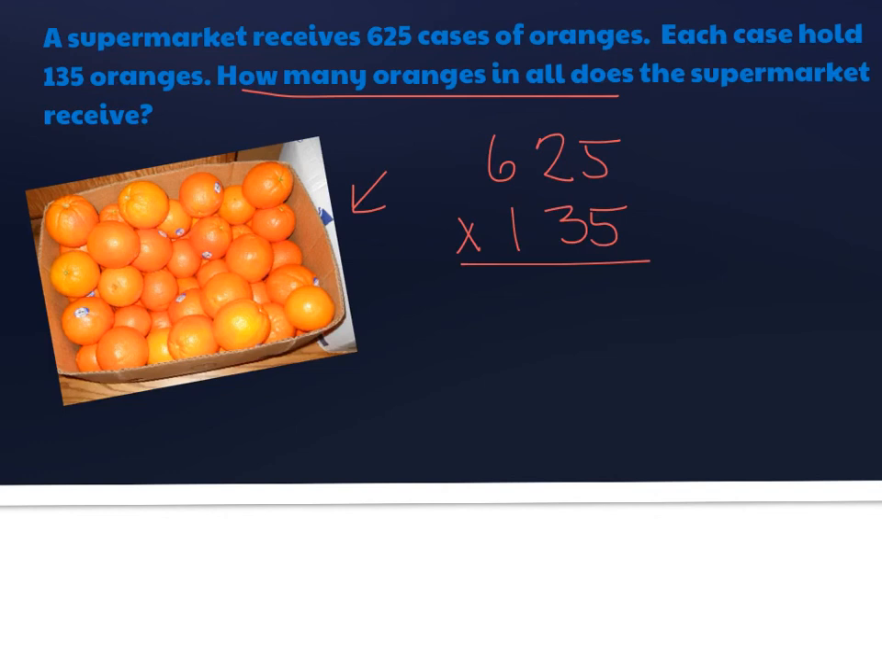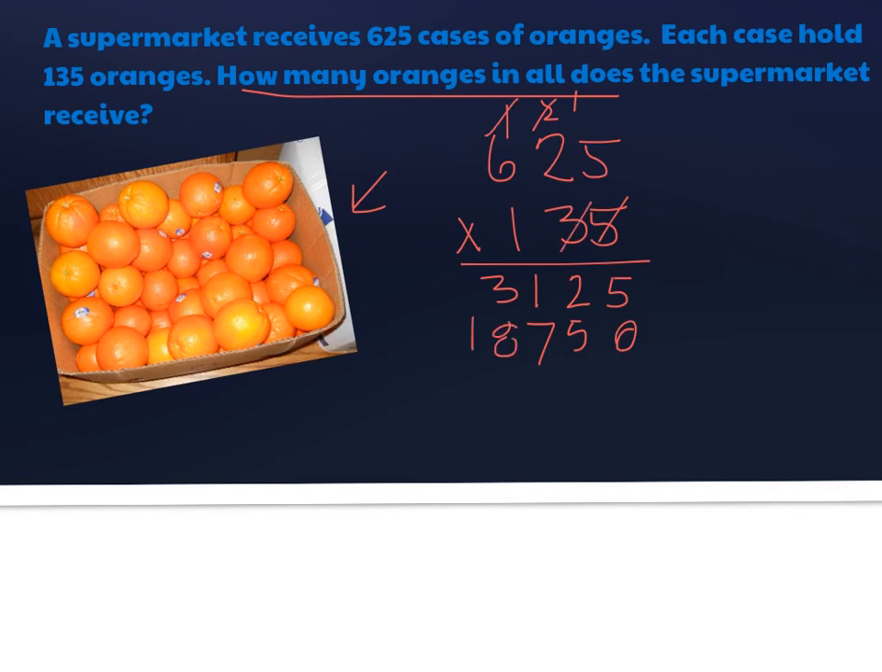So let's multiply. 5 times 5 is 25. Times 2 is 10 plus 2 is 12. And then times 6 is 30 plus 1 is 31. All right, put a 0 to hold our spot. 3 times 5 is 15. Okay, 3 times 2 is 6, plus 1 is 7. And then 3 times 6 is 18.